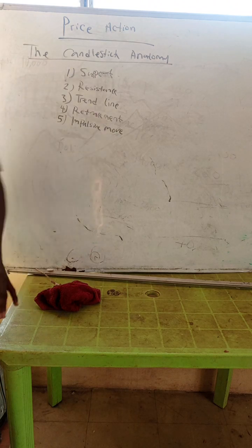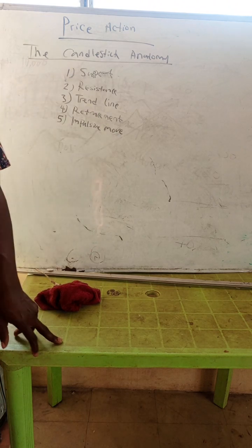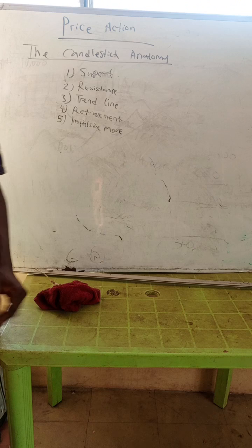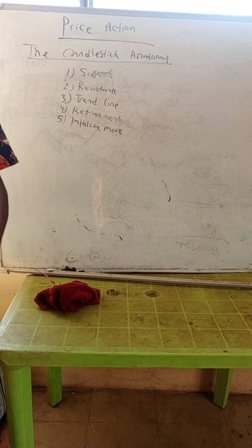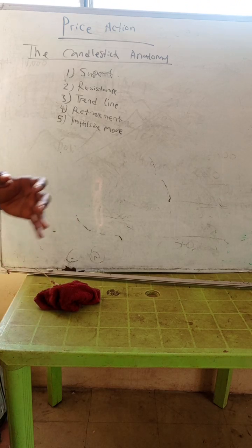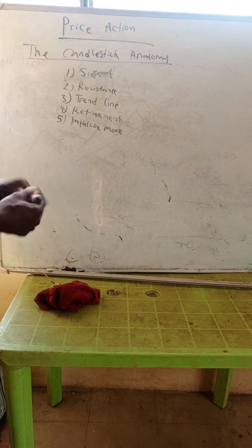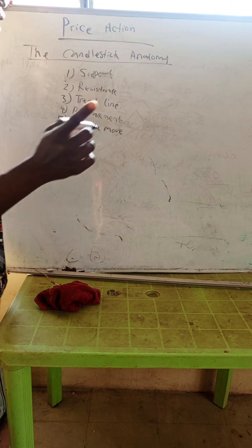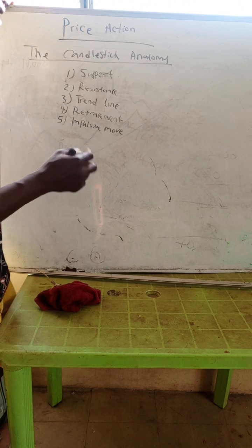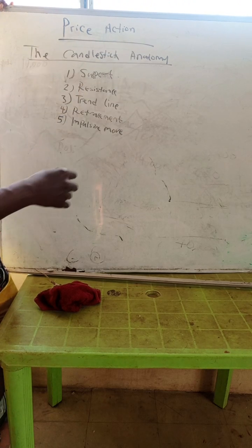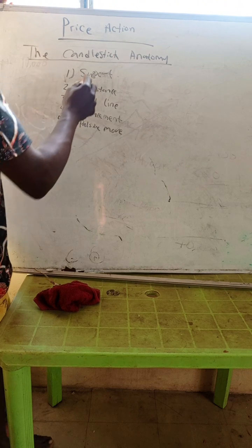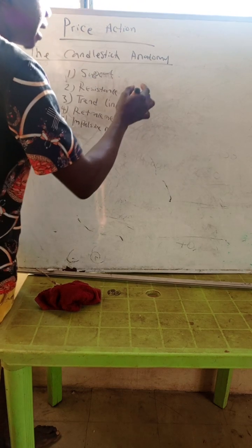Support is the point in the market where the price fails to go any lower. I will draw the chart and explain to you. Support is the point in the market where the price fails to go any lower. So, for example, imagine this is the trend line, the movement of the buyers in the market. Support.